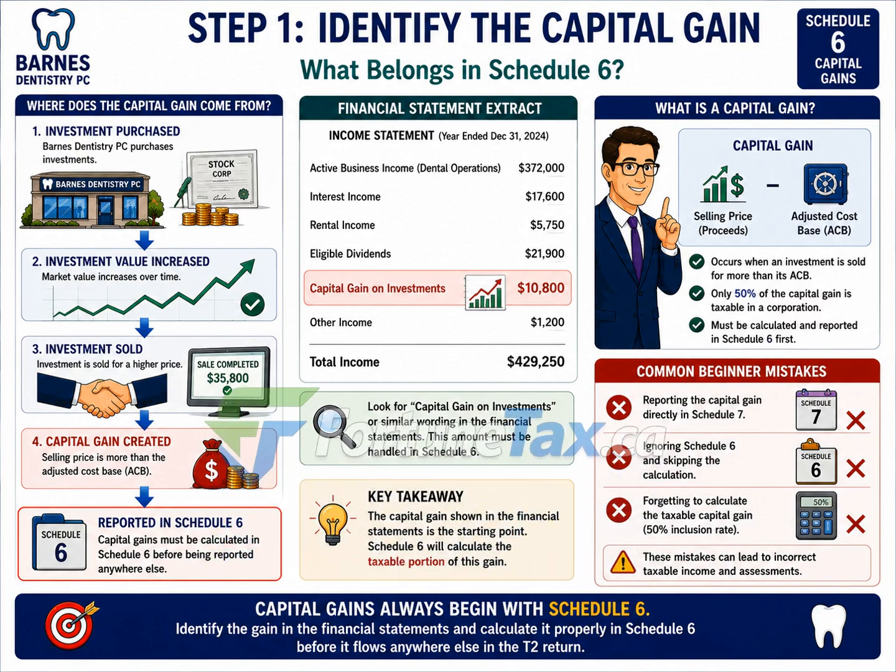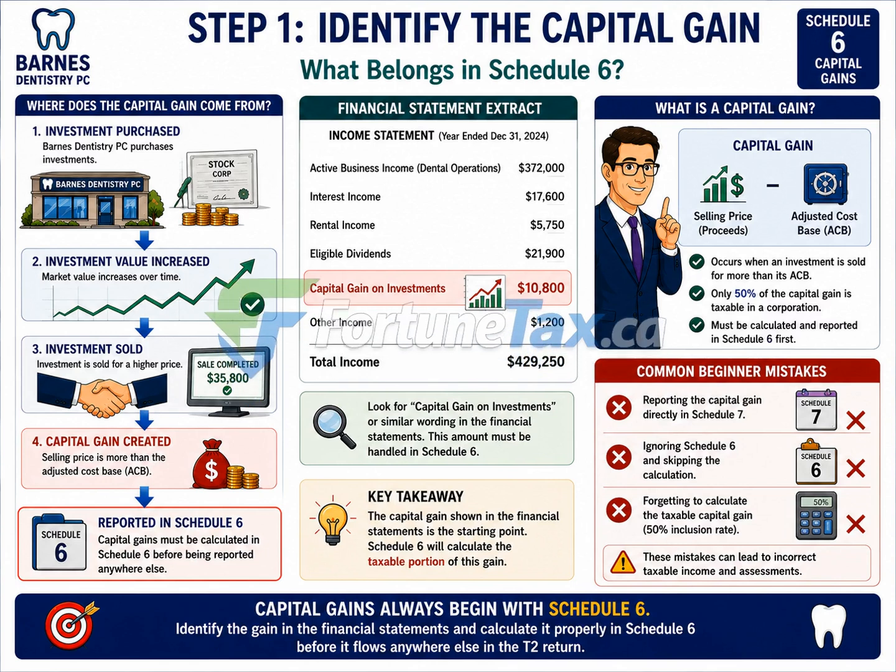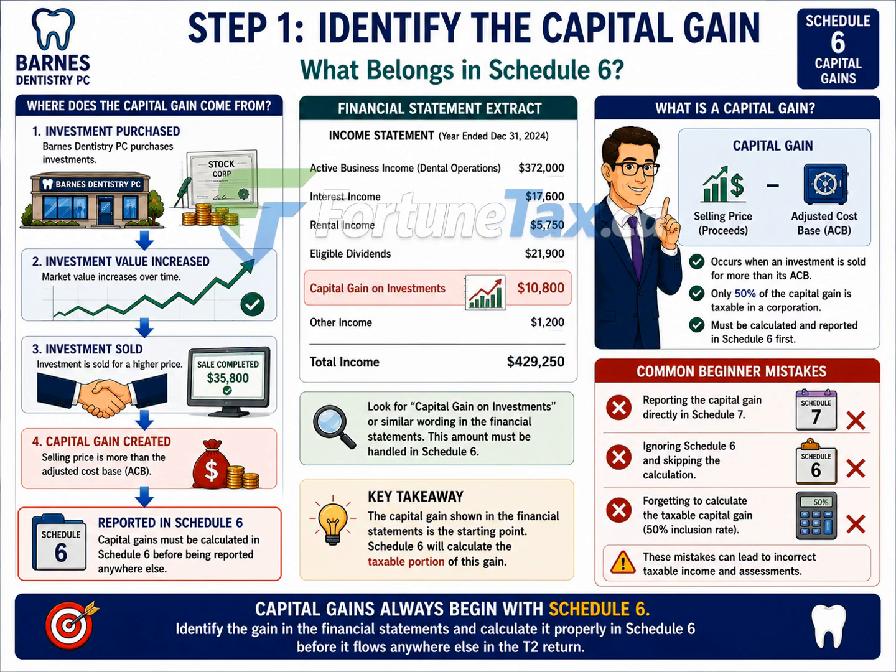Now let's talk about what a capital gain actually is. A capital gain occurs when an investment is sold for more than its adjusted cost base, often called the ACB. The basic calculation is simple. Capital gain equals selling price minus adjusted cost base. If the selling price is greater than the adjusted cost base, a gain exists. If the selling price is lower than the adjusted cost base, a capital loss exists.